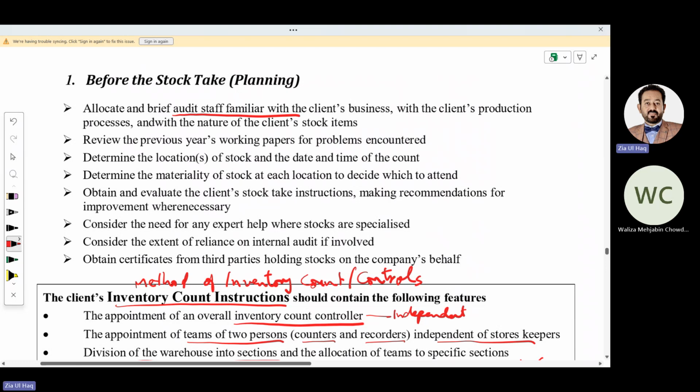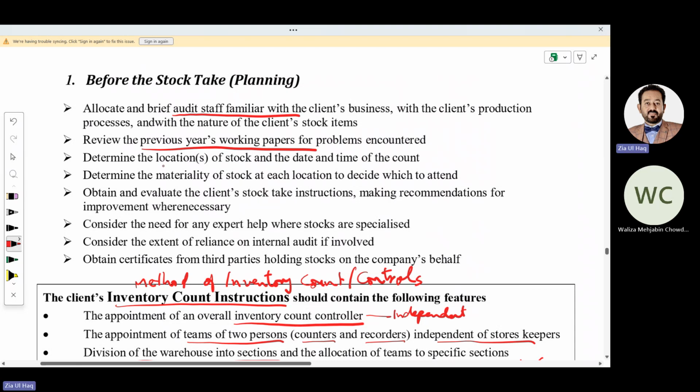Then we need to review the previous year working paper. Why? In the previous working paper, it was written what the problems in inventory count were last year. This means we need to keep those problems in our mind while attending the inventory count, because those problems could occur in the coming year as well. That's why we need to review the previous year working paper for inventory count.